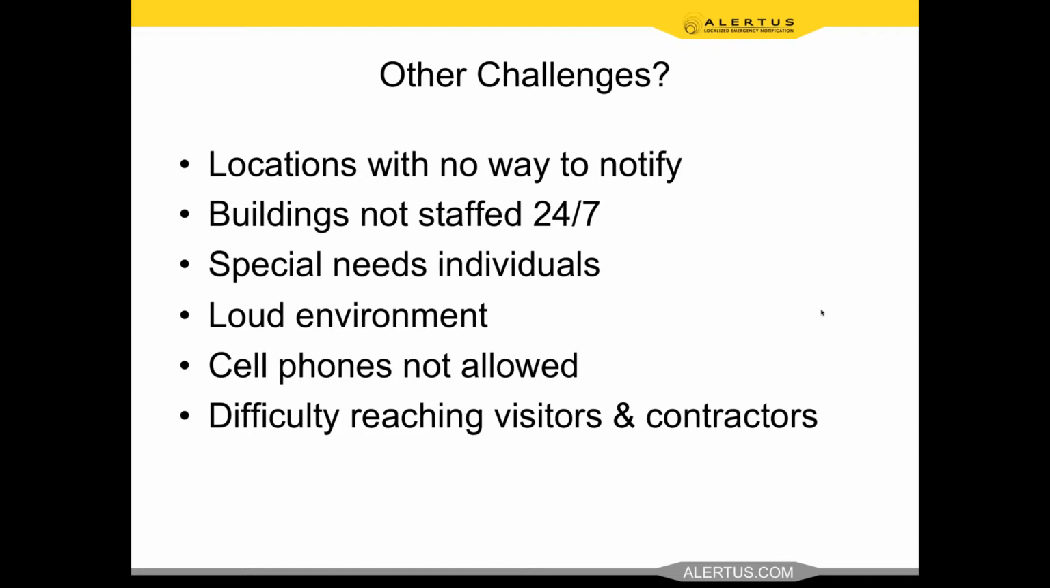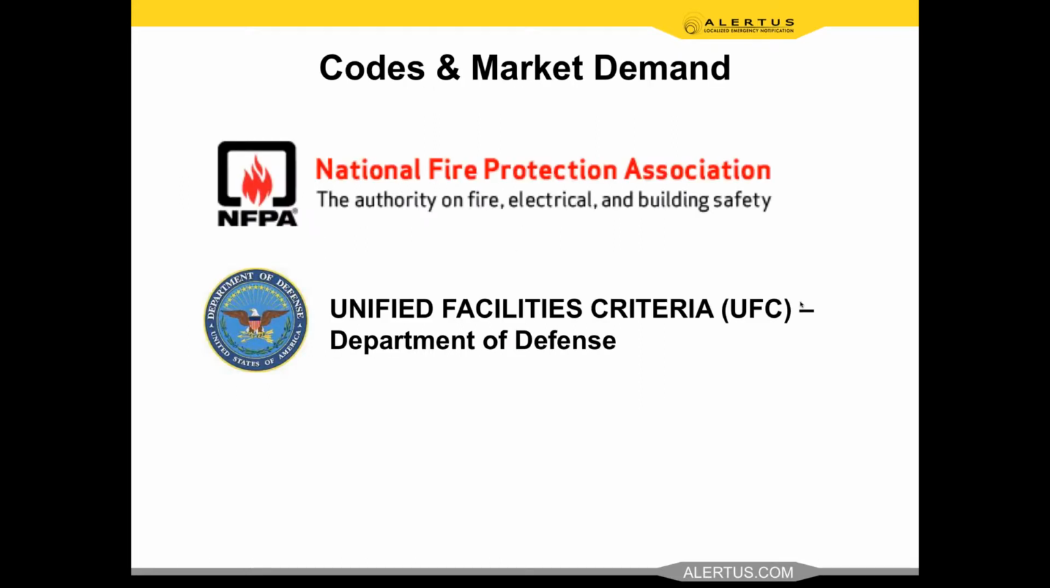So these are some of the challenges we solve, in addition to unifying all these assets and bringing together a quick, easy activation. So a quick review of codes and market demand. There's two code sets out there that are major drivers, and that's NFPA, National Fire Protection Association. This governs a lot of the fire alarming, and also has added a Chapter 4 mass notification as that's become more of a priority. And also for the U.S. government, within the DoD, the UFC is a similar set of rules.